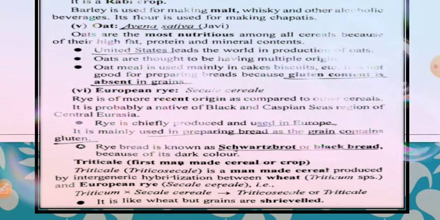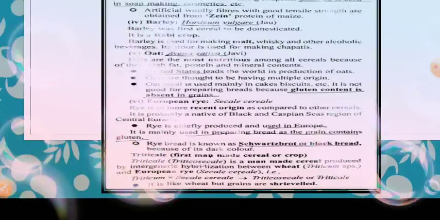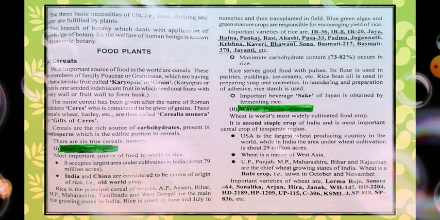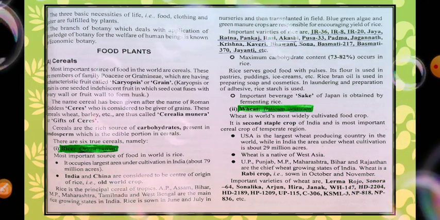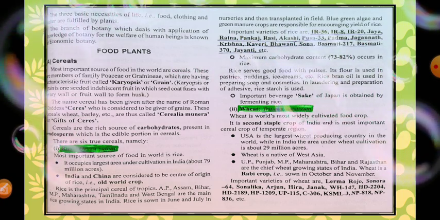It is like wheat, but the grains are shriveled. So this is all about economic botany, and these plants are found on the basis of cereals, and these are under the food plants.